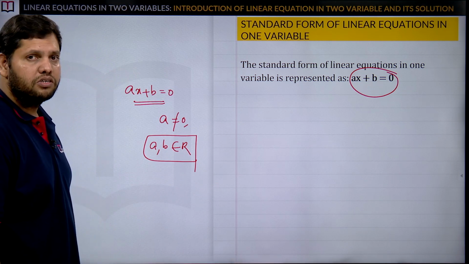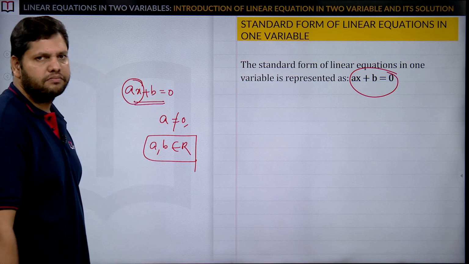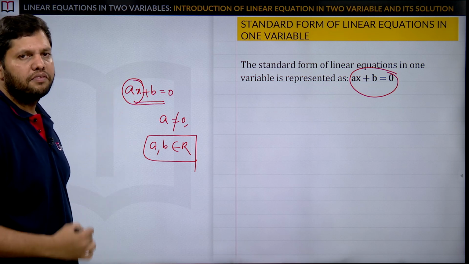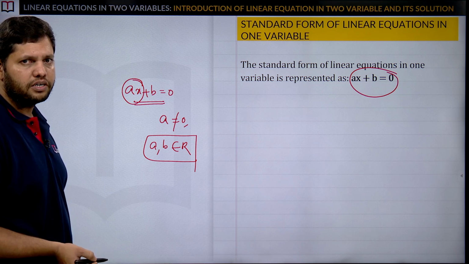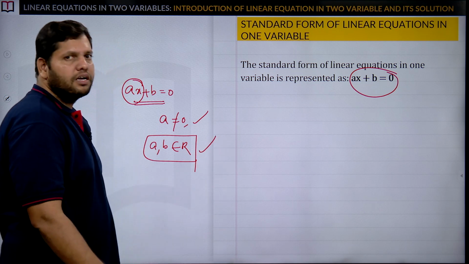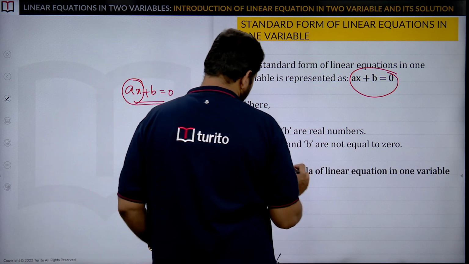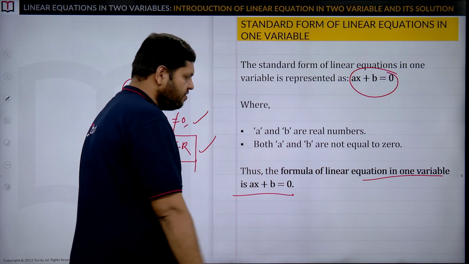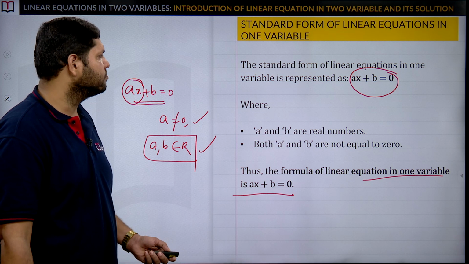Here a should be a non-zero number, because if I take a equal to 0, this term will vanish. Understood? If this term vanishes, there is no variable. The variable is not present, so how are we going to call it a linear equation? We cannot, isn't it? So the condition is that a should not be equal to 0 and both a and b are real numbers. Okay, children, so that is the condition. This is actually the linear equation in one variable formula: ax plus b is equal to 0.